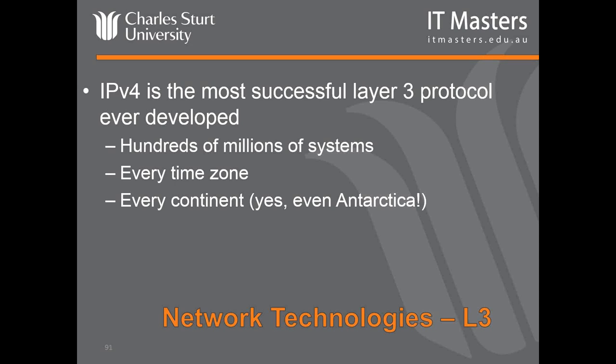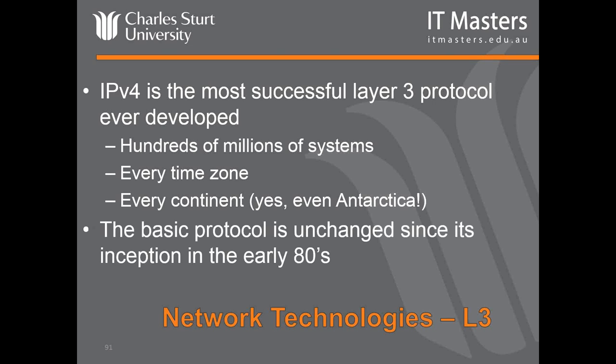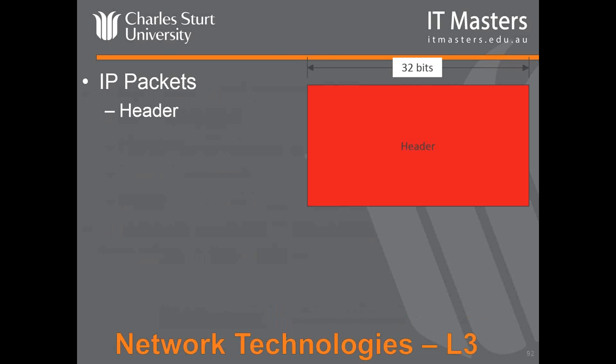We have now billions of systems connected. Every time zone, every continent, even Antarctica. And more than that, we have even Mars. IPv4 is on Mars. IPv6 is also now on Mars. So we have these things, and it hasn't really changed since the 80s. We have a new protocol. IPv6 is starting to work in the background, but that'll take a little bit of time for people.